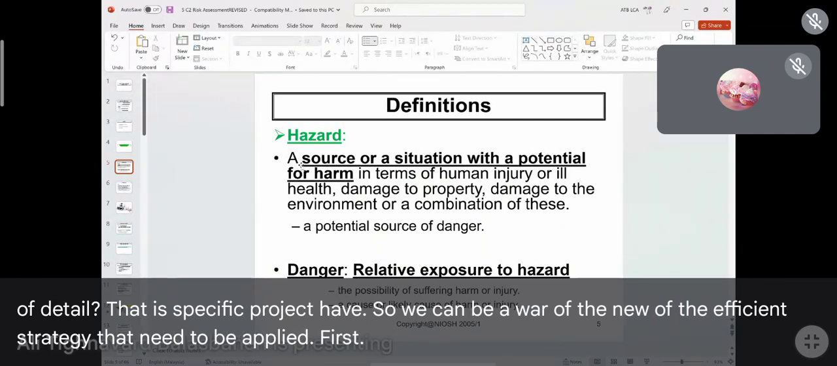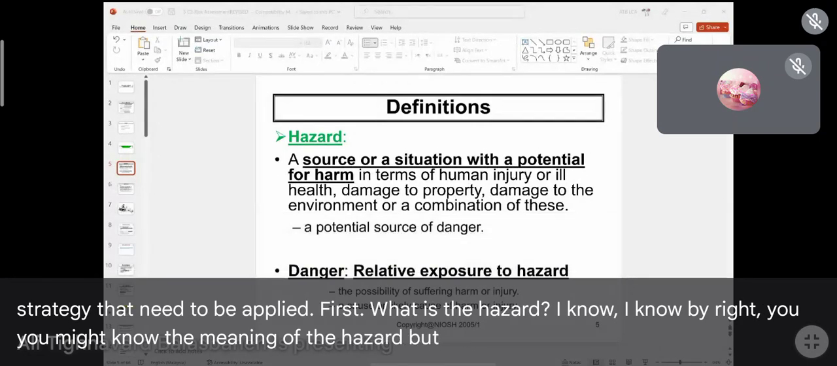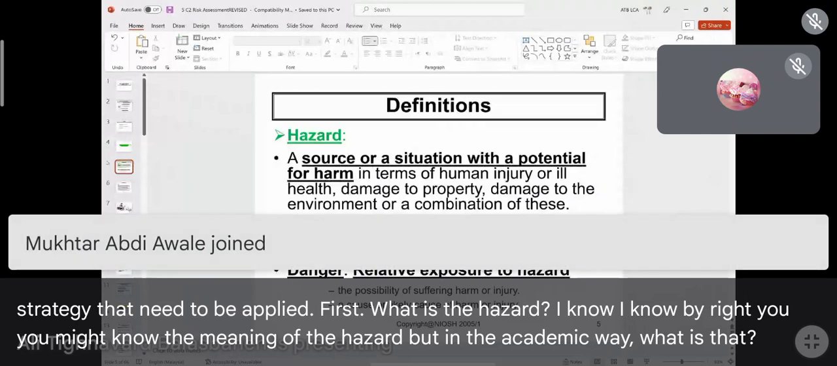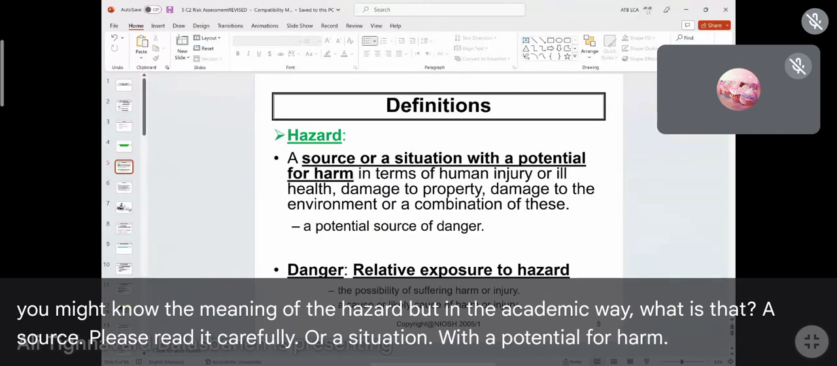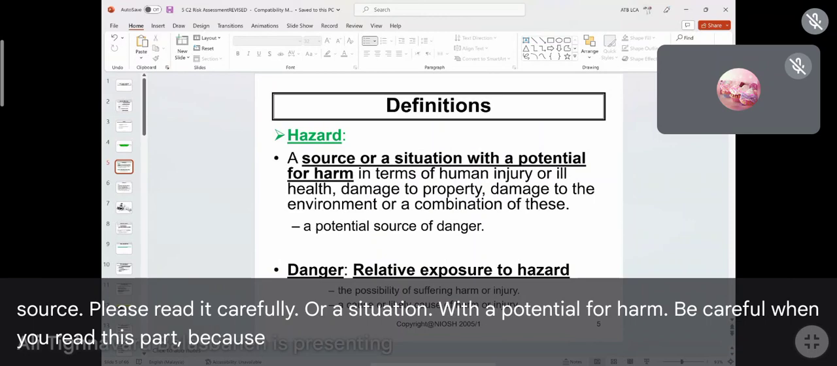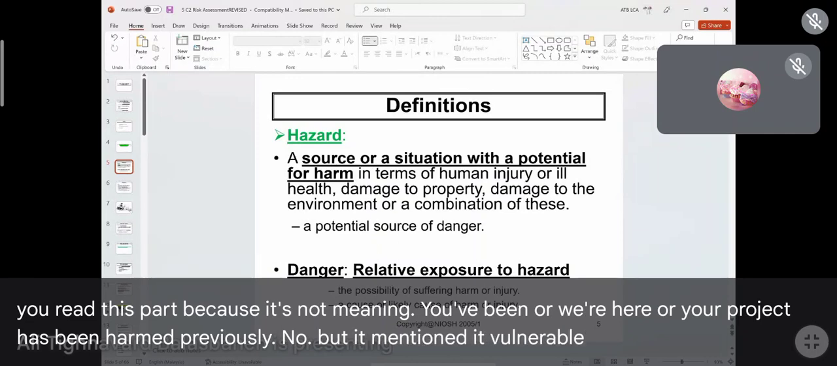First, what is the hazard? I know you might know the meaning of hazard, but in the academic way, what is that? A source, please read it carefully, or a situation with a potential for harm. Be careful when you read this part, because it doesn't mean you or your worker or your project has been harmed previously. No. It means it is vulnerable to some sort of harm.